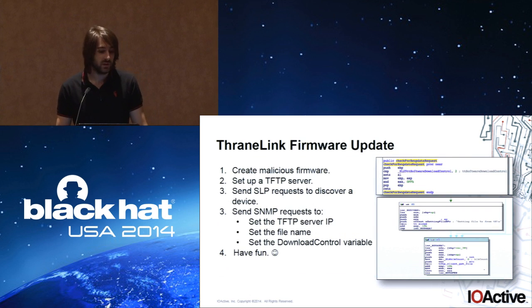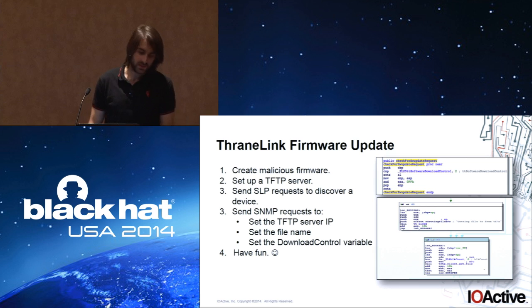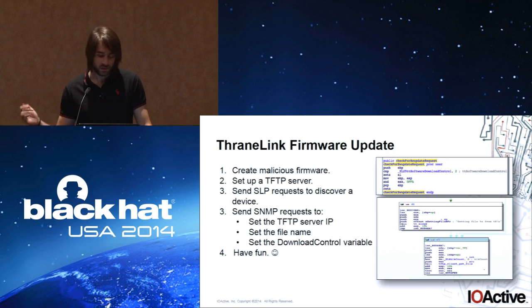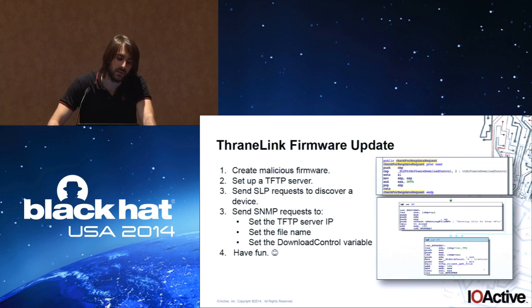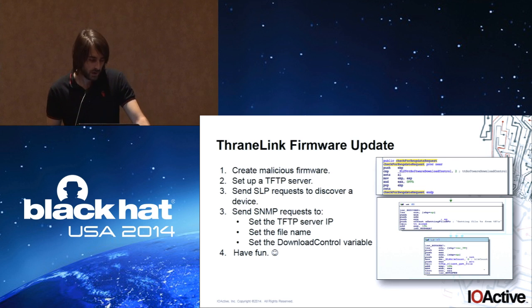So the TrainLink firmware update basically works as that. You have to create a malicious firmware, set up a DFTP server, send the SLP request to discover a device, and then set the DFTP server, the file name, and finally set the download control to trigger the firmware upload.